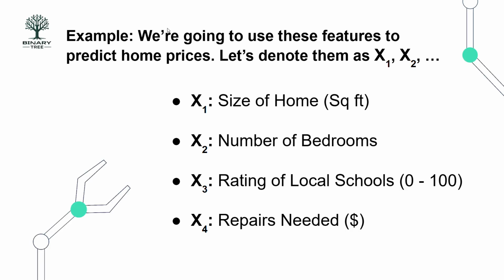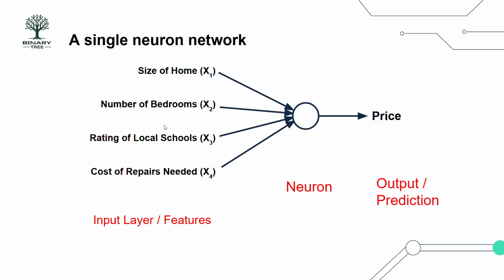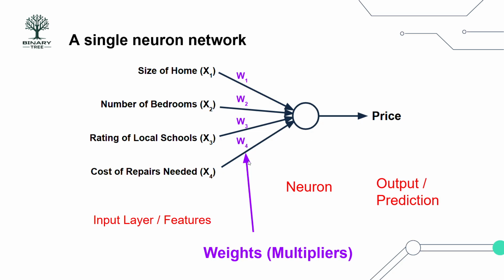So let's do a little example. We're going to use these features to predict home prices. So let's say x1 is size of home, x2 is number of bedrooms, x3 is rating of local schools, and x4 is repairs needed. We're going to make a single neuron network. So using these features on the input layer, we're going to feed them into a neuron, and then a price is going to be outputted, a prediction of how much the price of the home should be.